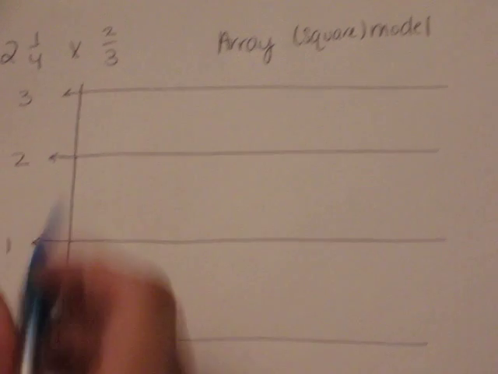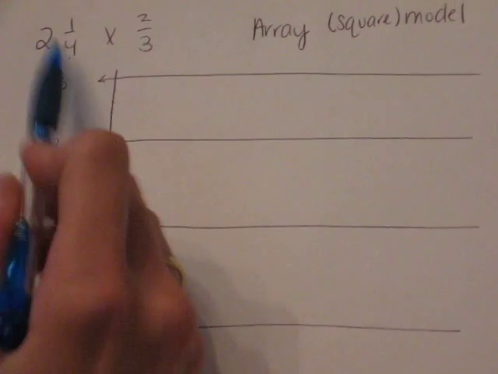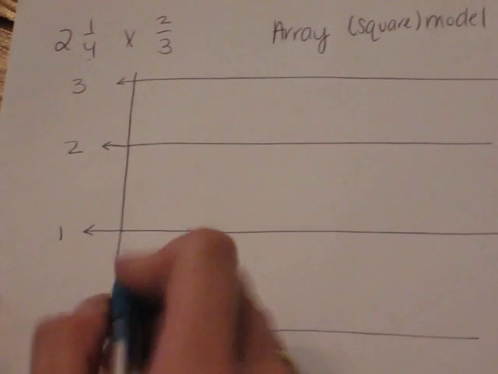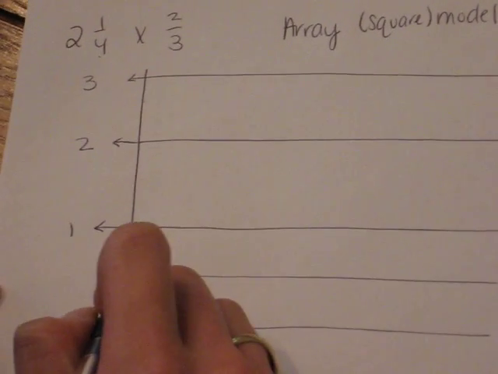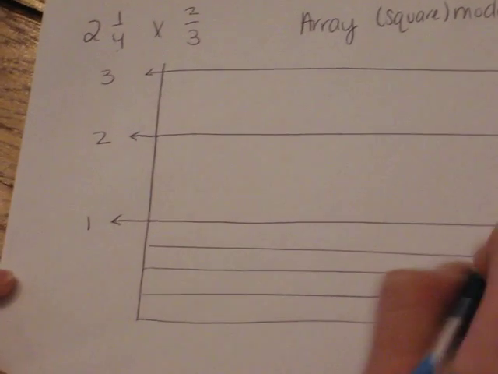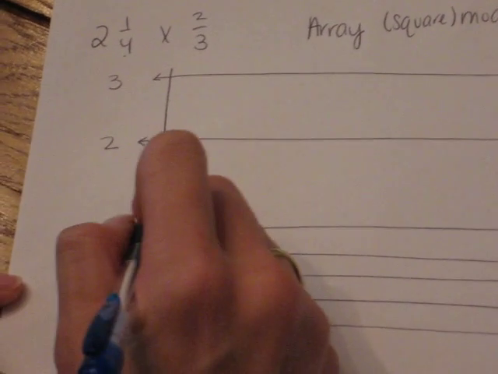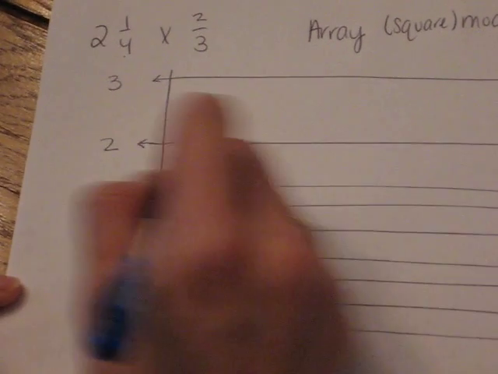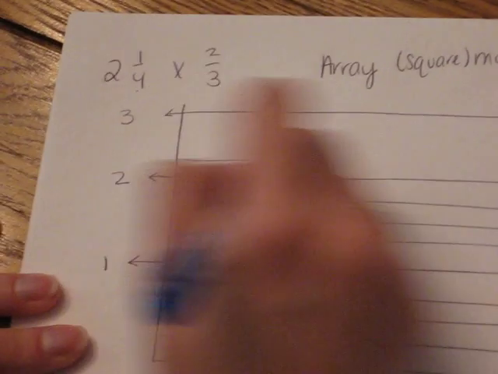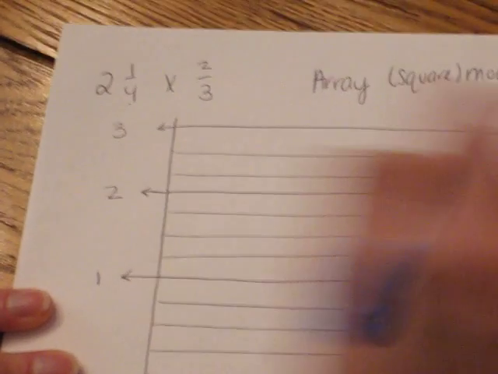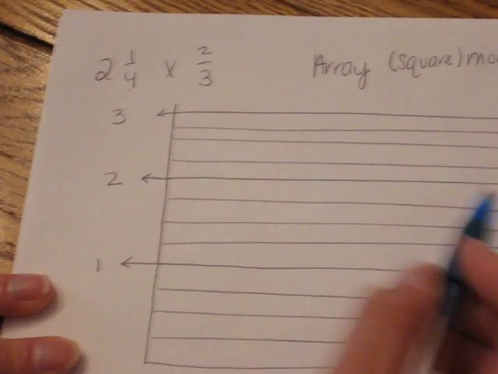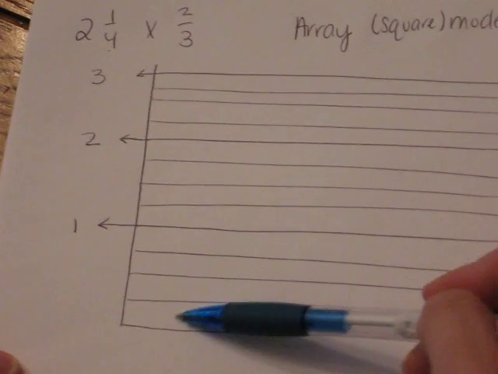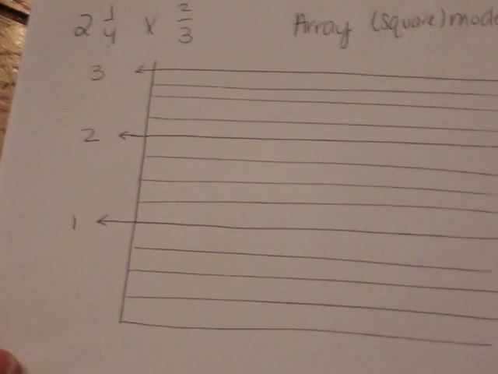Alright, so what I'm going to do is I'm not going to cut this into fourths, because we're talking about 2 1/4. So I'm going to cut my 1 unit into 4, my second unit into 4, and then my third unit into 4. In a minute, I'm going to shade 2 1/4.